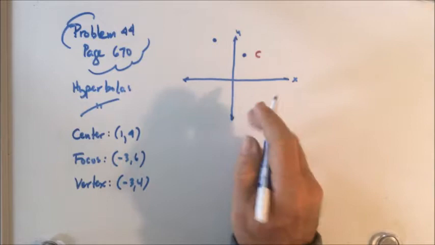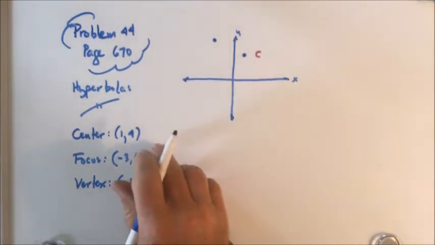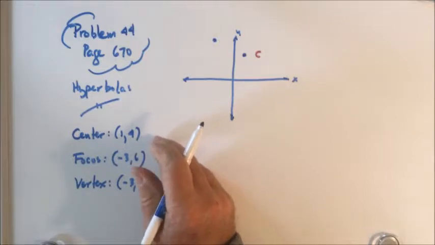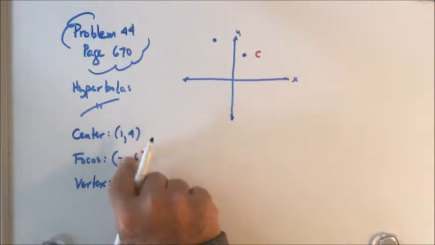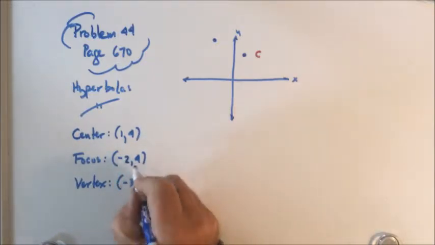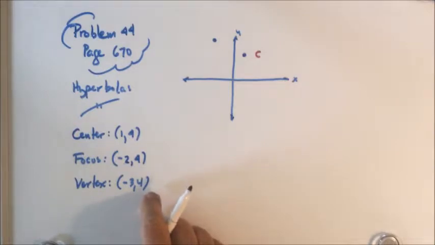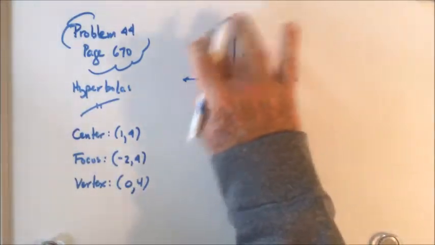No, I didn't write them down right. I was going to say we're dealing with a fairly sophisticated thing here. Let's change this data real quick. Problem 44 says center at 1, 4, focus at -2, 4, and vertex at 0, 4. Yikes. I think I got the center down right.